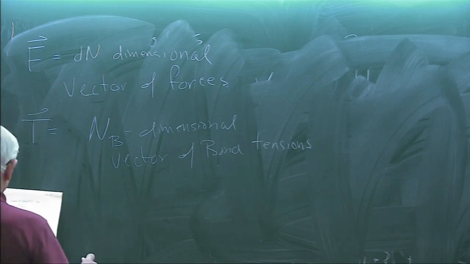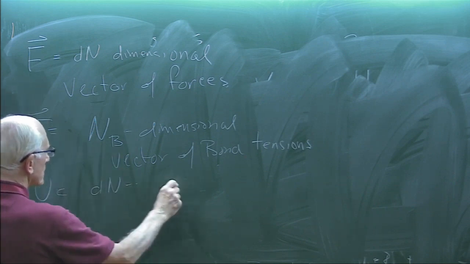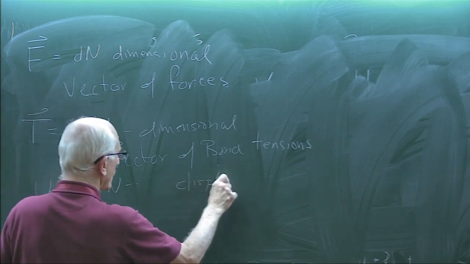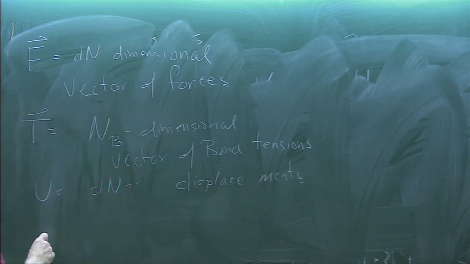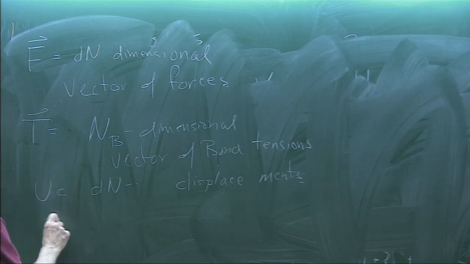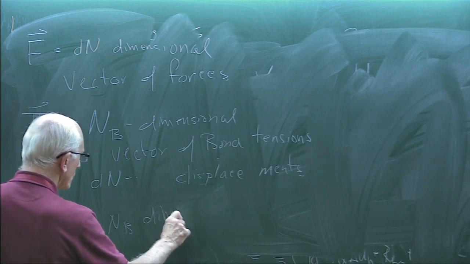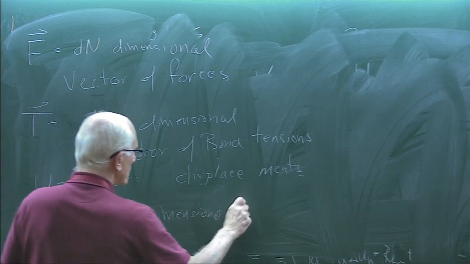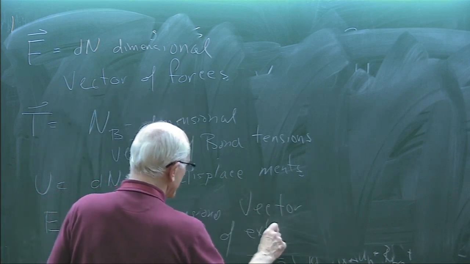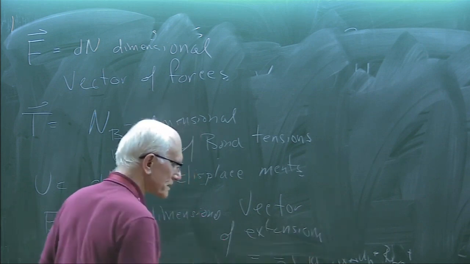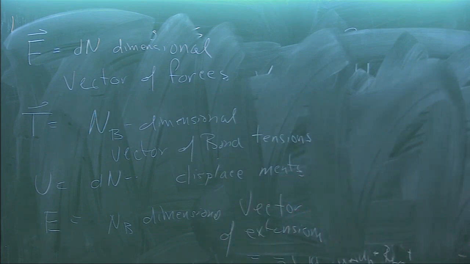And then we have the dN dimensional displacements, U. And we have E, the N_B dimensional vector of stretches, or extensions, I'm not quite sure what term one wants to use. It's how much they've stretched or compressed, and that again is a bunch of numbers. Okay.